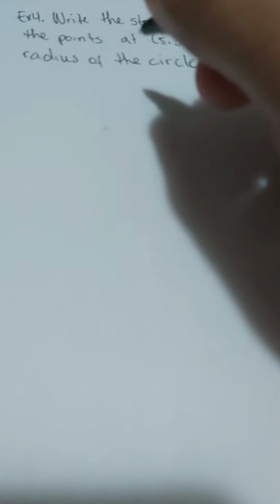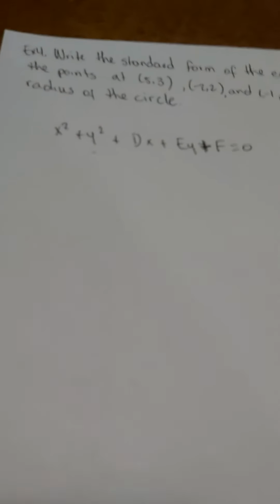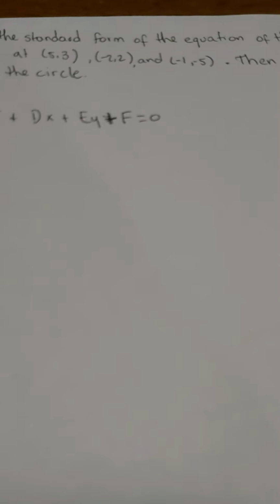So first, we're going to use the general form of the circle, which is x squared plus y squared plus dx plus ey plus f equals 0. That's the general form of the equation of the circle.